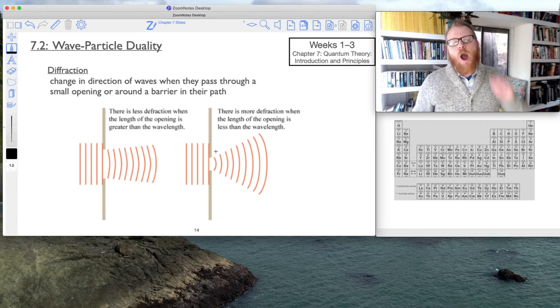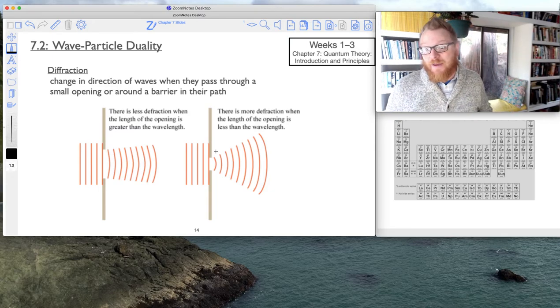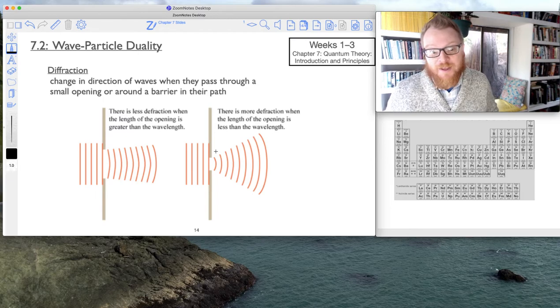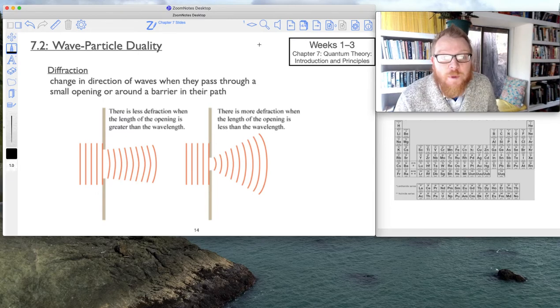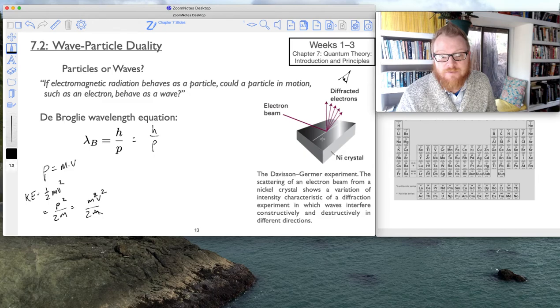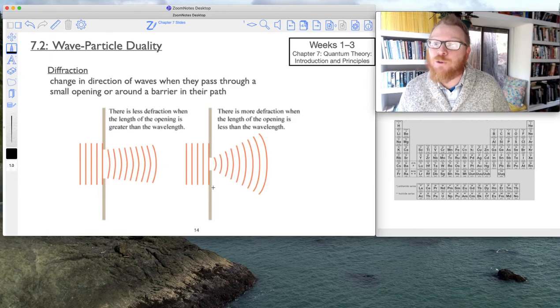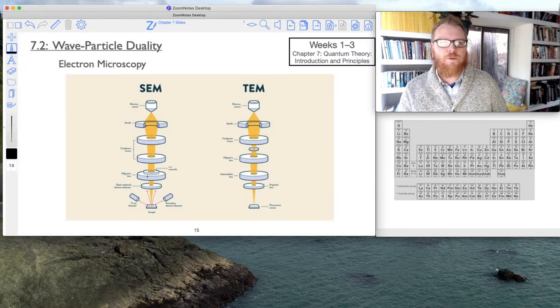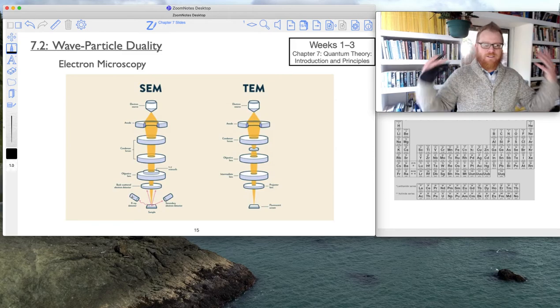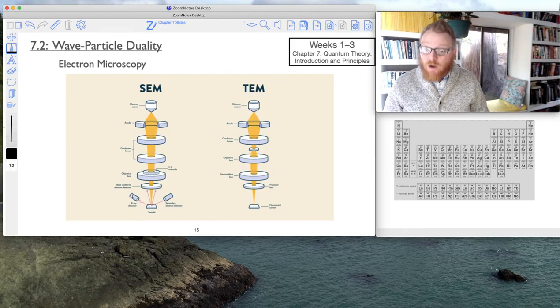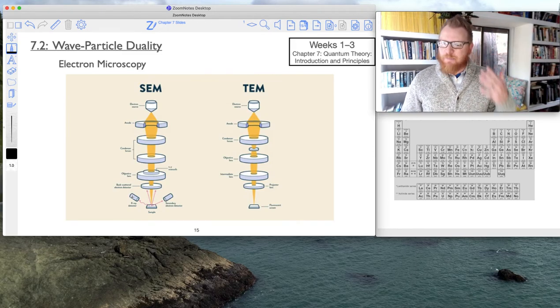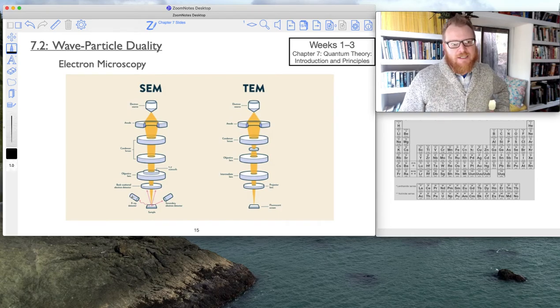Now what we have to consider with the Davisson-Germer experiment is that these openings are related to the space between atoms in a crystal lattice. Which is very cool. This is exactly then what has led to electron microscopy. An application of electrons acting as waves.